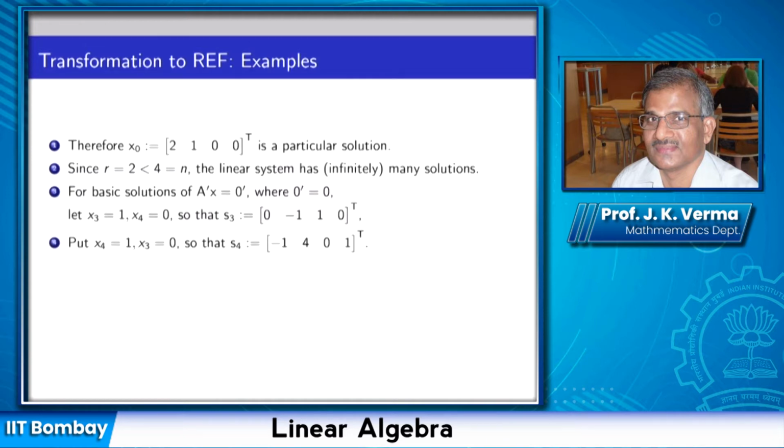I find the second fundamental solution. There are two free variables, so there are two fundamental solutions of the homogeneous system. The second one is found by putting x4 equal to 1 and x3 equal to 0. And by doing this, I find S4 equal to (-1, 4, 0, 1). This is another fundamental solution. And we know that all solutions of the corresponding homogeneous system are linear combinations of S3 and S4.